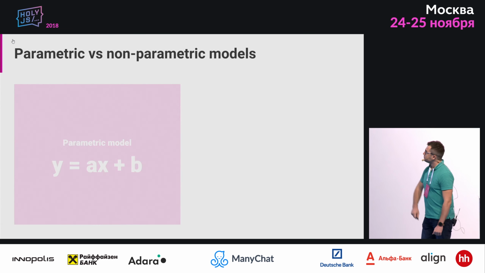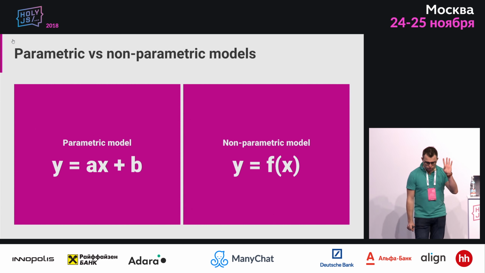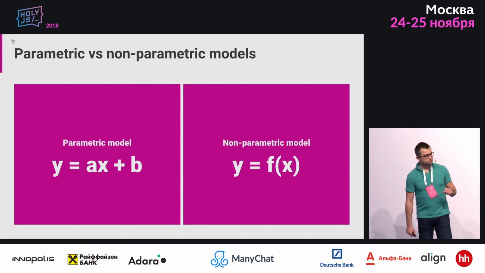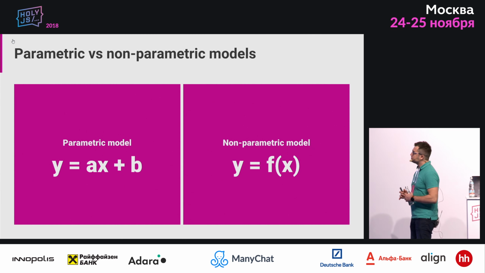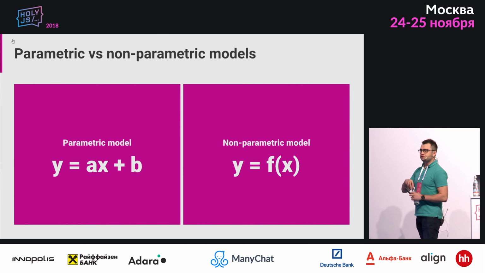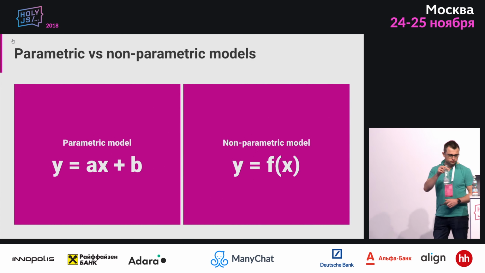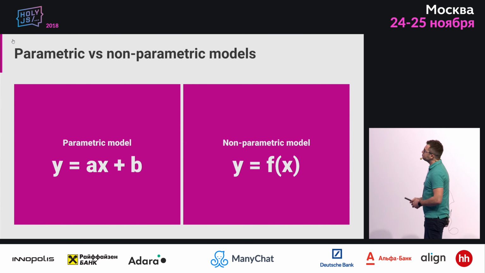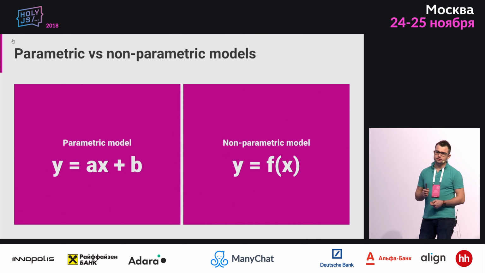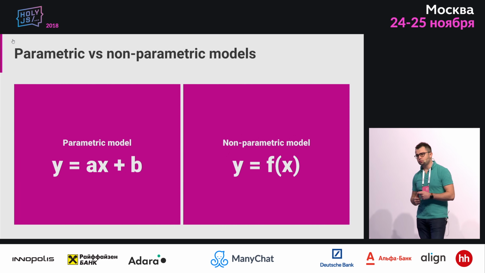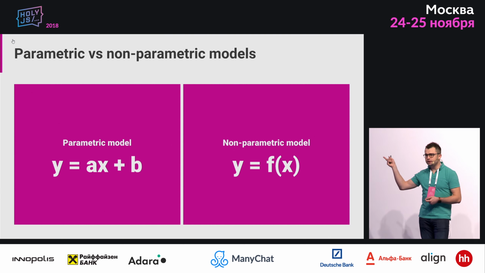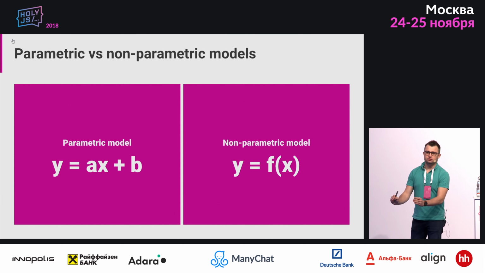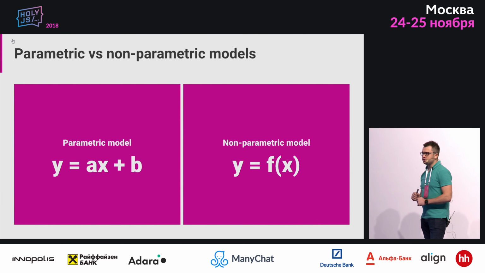Cool. Let's go further. So we know 4 classes of problems that machine learning can solve. Another idea is to know the difference between different kinds of models. We can have a parametric model and a non-parametric model. In the first case, the task that we would like to solve is to find the parameters, in this case A and B. So we are making some assumption that our data would be described by this equation.